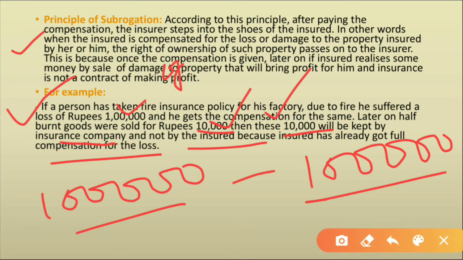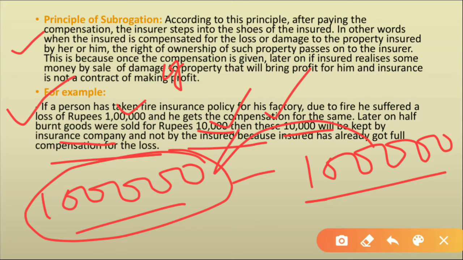ठीक है. बाद में अगर वो पर्सन 10,000 कमाता है पुराने जो जले हुए गुड्स को सेल आउट करके, तो वो पैसा वो पर्सन नहीं रख सकता है. क्यों? क्योंकि जितना उसका लॉस हुआ था उतना उसको कंपनसेट कर दिया गया है. अगर ये 10,000 उसको मिलेगा तो वो क्या समझा जाएगा? कि वो अपने लॉस के ऊपर प्रॉफिट अर्न करने की कोशिश कर रहा है. तो ये जो 10,000 एक्स्ट्रा है, जितना उसका लॉस था उसको मिल गया, तो उसके अलावा वो कोई और अमाउंट गेन नहीं कर सकता है.